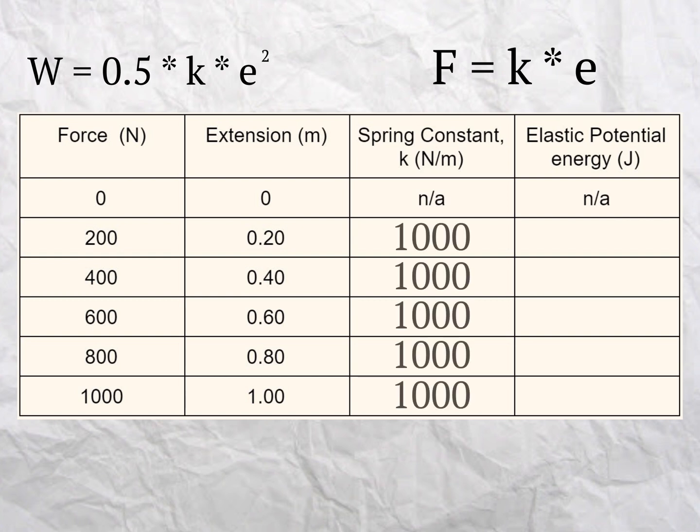So it's just 1,000 each time. Okay, there's a bit of a pattern there. Now the energy, well, that's half KE squared. We know that K is 1,000 newtons per metre, so half K will be 500 newtons per metre. So just square the extension and multiply by that. So we get this. So that's 20, 80, 180, 320 and 500.